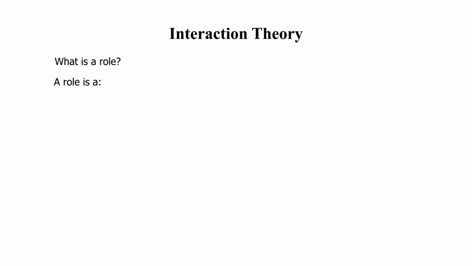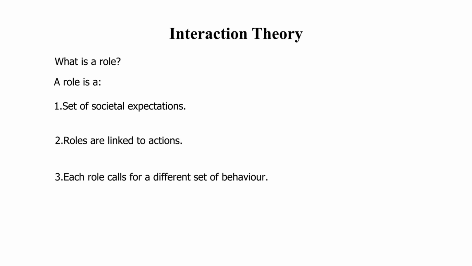Social roles therefore comprise of the following characteristics. The first is that it is a set of social expectations. The second is that roles are linked to actions. Third, each role calls for a different set of behavior. And the fourth, inability to fulfill roles may invite sanctions. For instance, an individual may face ridicule for being a bad parent, or a person may lose a job for failing to perform well at the workplace.